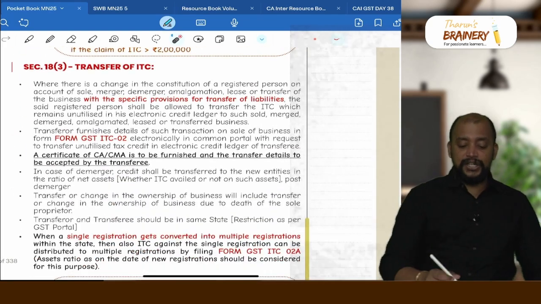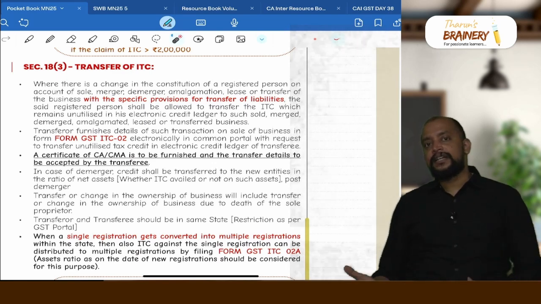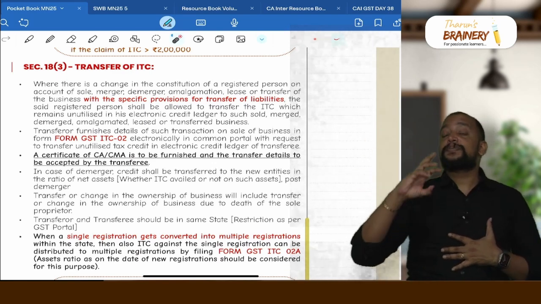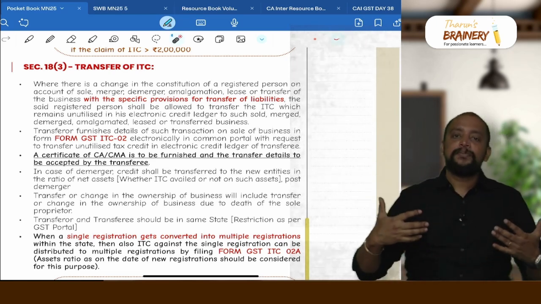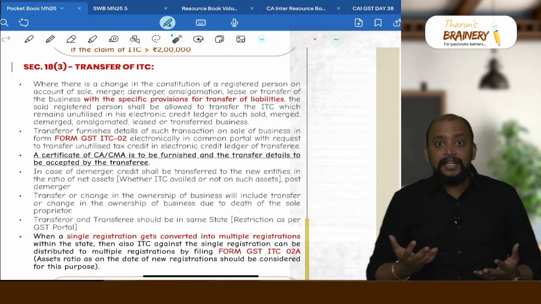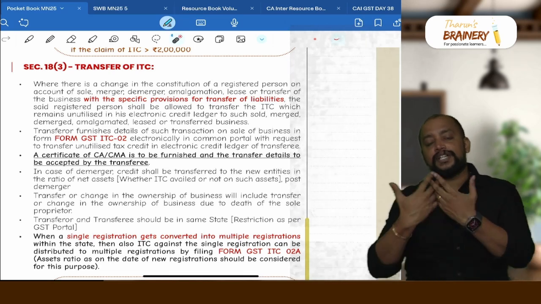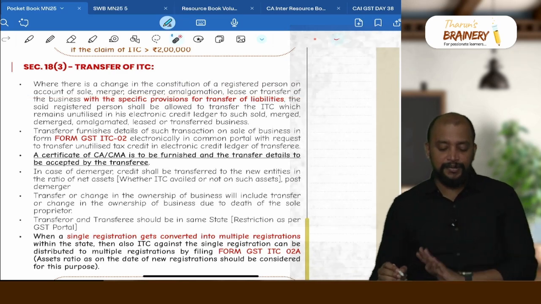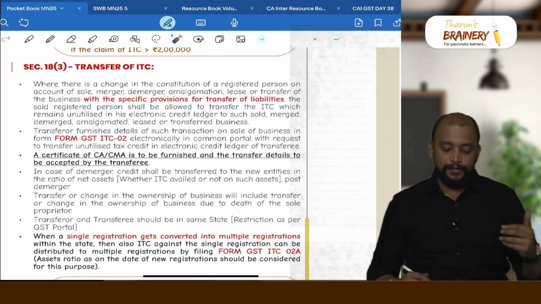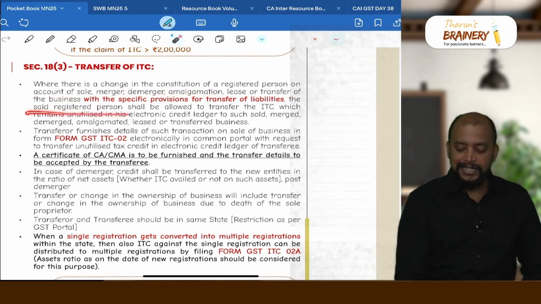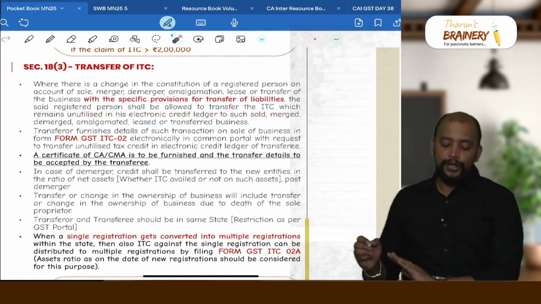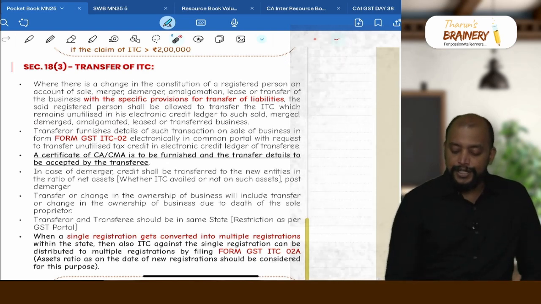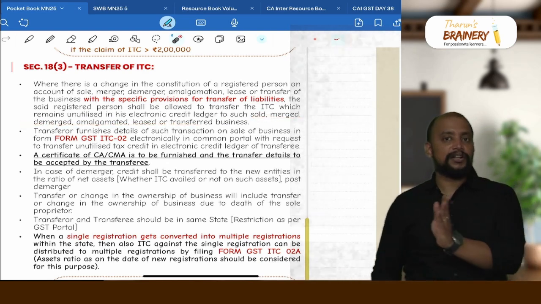Then Section 18(3) talks about transfer of ITC. When there is a transfer of business, say I am transferring my business to you with the specific provision for transfer of liabilities, meaning all the assets and liabilities, then the unutilized ITC from my business will be transferred to your business. Where there is a change in constitution of a registered person on account of sale, merger, demerger, amalgamation, lease or transfer of business with specific provision for transfer of liabilities, the said registered person shall be allowed to transfer the ITC which remains unutilized in his electronic credit ledger to such sold, merged, demerged, amalgamated, leased or transferred business.